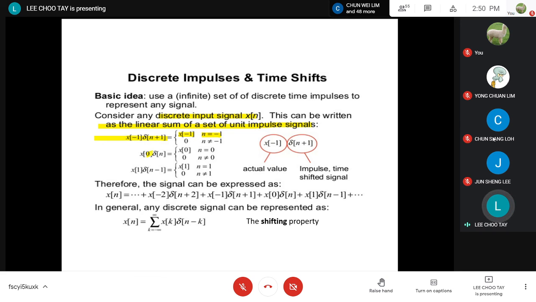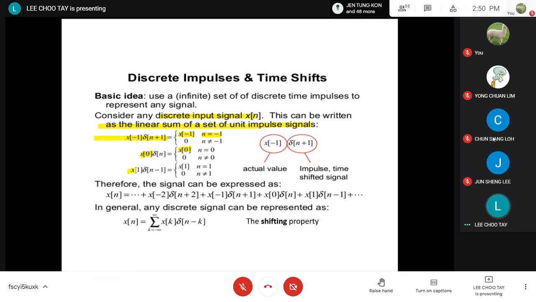Similarly, x0 will only have its value if I multiply with the delta function, and that value will only be x0 when the n for that delta function is 0, because delta 0 is 1, yeah?